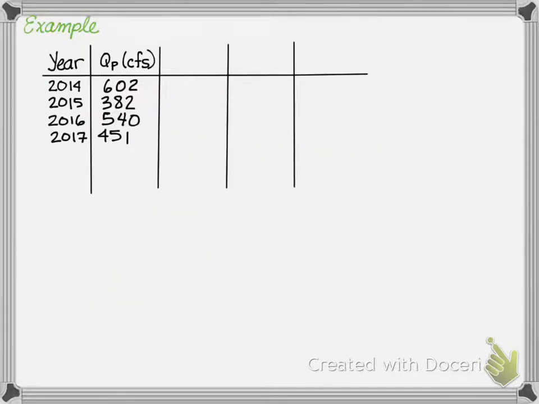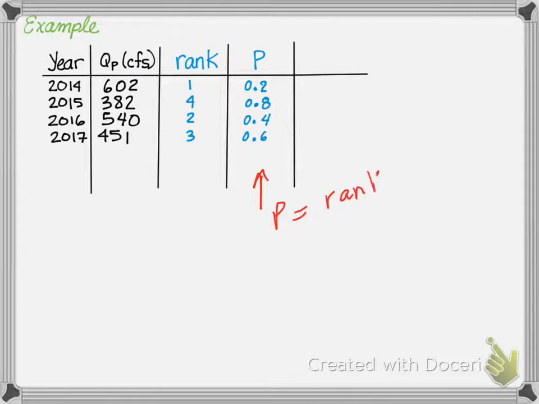Imagine we have 4 years of data as shown, with the following flow rates. Let's first rank the flow rates based on the values, the highest getting a ranking of 1 and the lowest getting a ranking of 4. Next, let's calculate the probability. Remember, the probability is equal to the rank divided by n plus 1, in our case 4 plus 1, 5. Finally, the time period is the inverse of the exceedance probability.